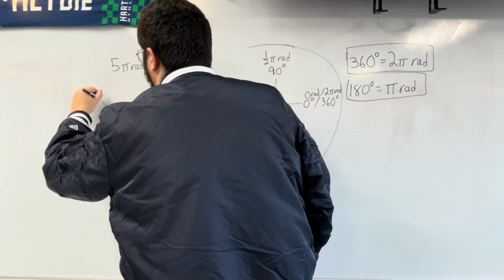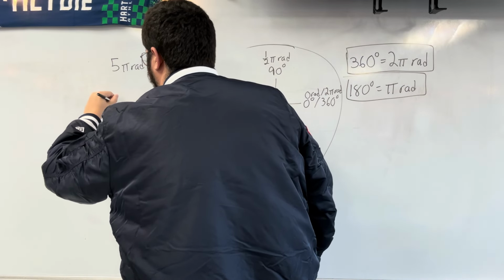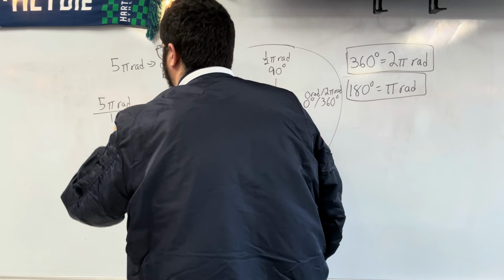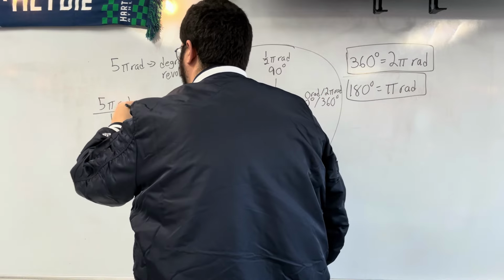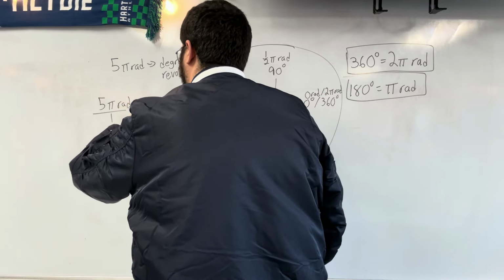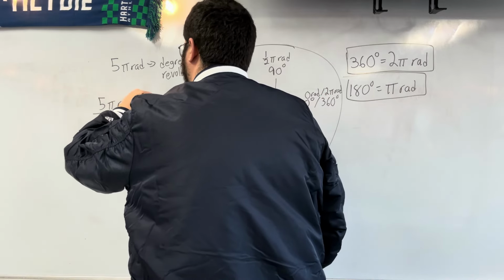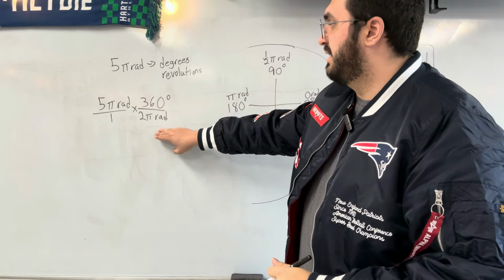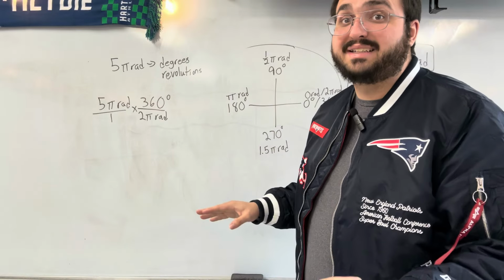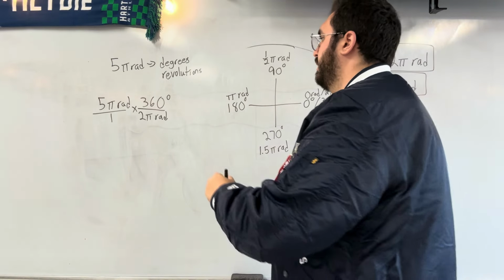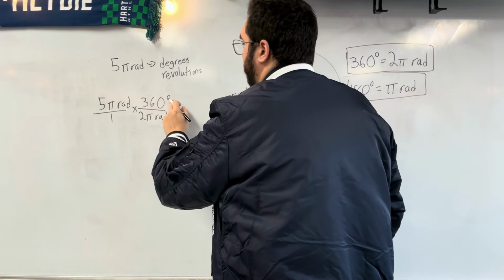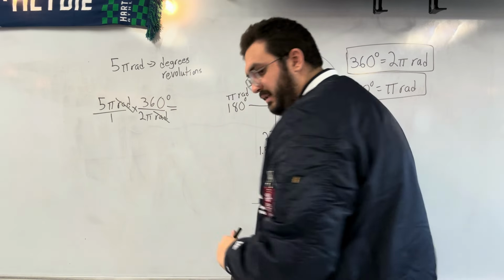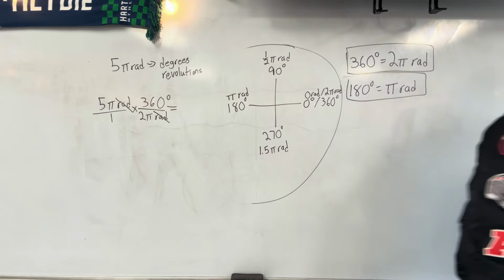So we start off with our given information, 5 pi radians. Put it over 1. I know for a fact that 2 pi radians is equal to 360 degrees. You could also use pi radians is 180 degrees here. The math will come out exactly the same. I know that I want to be in degrees at the end, so I know that I'm all good. Cancel out my radians. Find my calculator. It's over there on my desk.